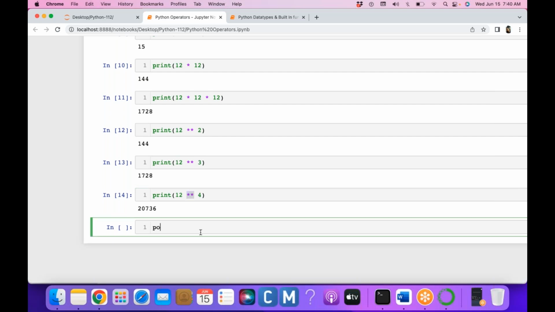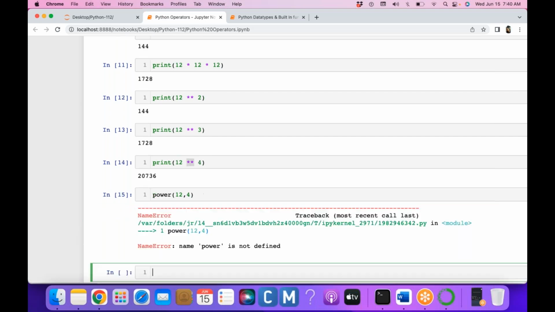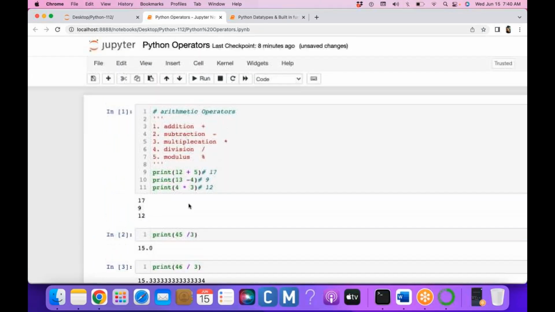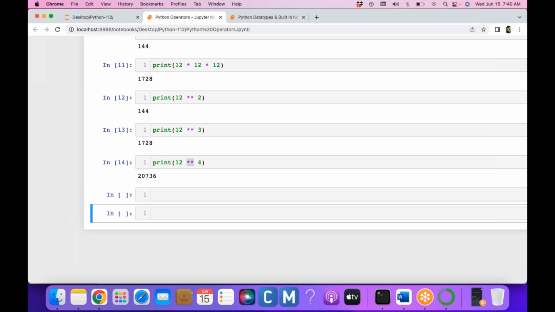So which means power 12, 4. Power is not defined. Basically, these are the arithmetic operators that will help you to do some kind of mathematical operation.